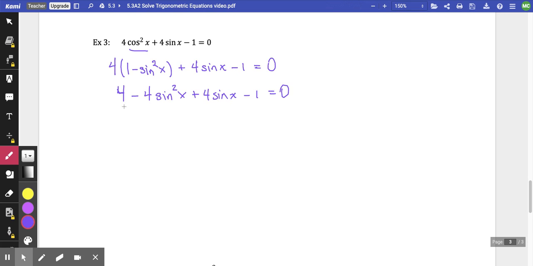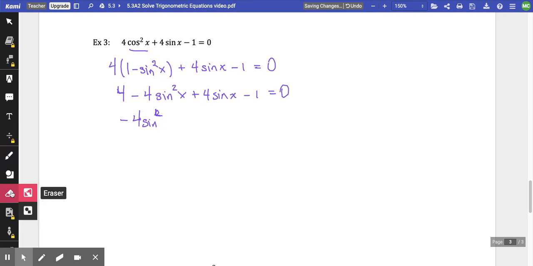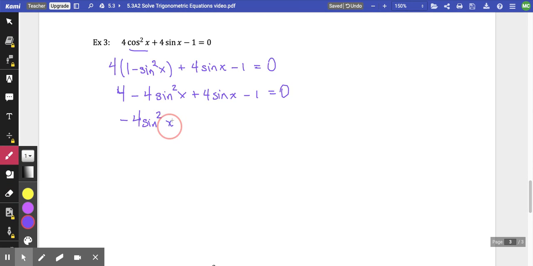I already have a 0 on one side. On the left, though, I do have two constants. So I'm going to go ahead and add those two constants together. The constants were 4 and -1. I got a little messy, so I'm going to try again. So -4 sine squared x plus 4 sine of x, and then 4 minus 1 is a +3.